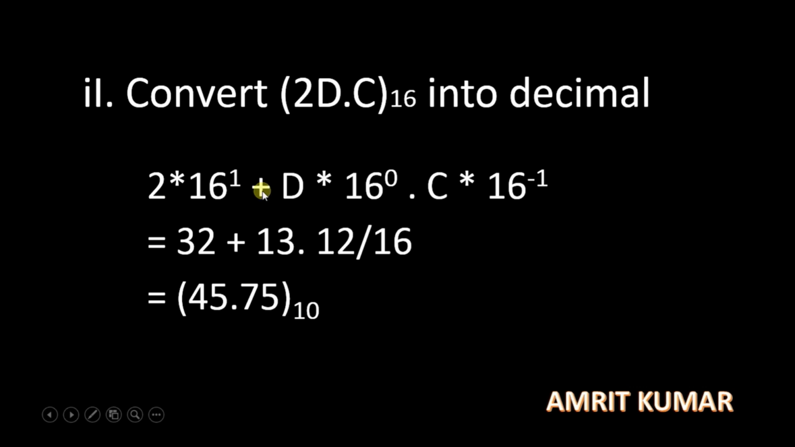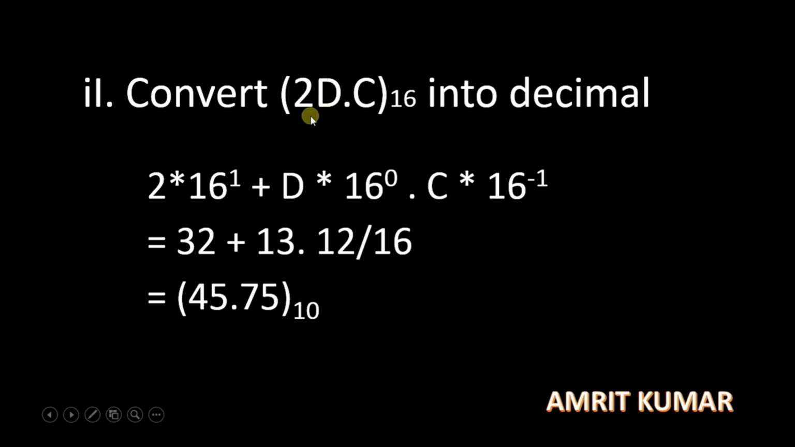After that I have added to it the second term, that is d, multiplying d with 16 to the power 0. So d carries the index 0 here, and 2 carries the index 1 here, and c carries the index minus 1 here, because it is to the right of this decimal point, so it is present at a negative index. This is index 0, this is index 1, and this is index minus 1.